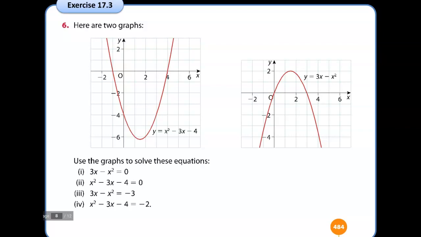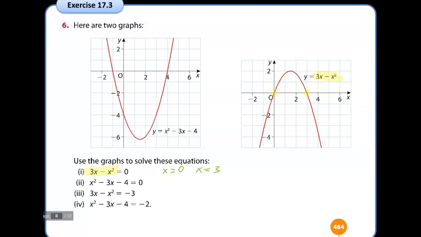Question 6 is throwing you a couple of graphs with two functions, and the first part here, 3x minus x squared, is this one here. So when is that curve equal to 0? It's equal to 0 when f of x is equal to 0, when y is equal to 0, when it crosses the x-axis. Function equals 0, intersections. So for this one, the values of 0 and 3 meet that solution.